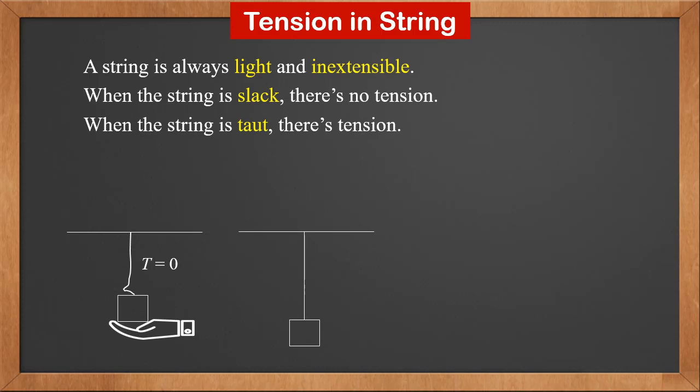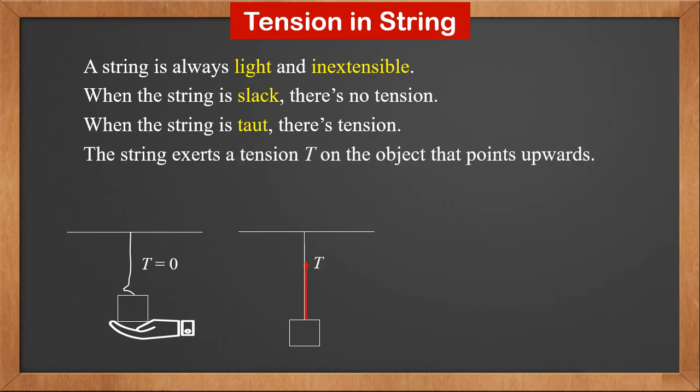When the string is taut, there's tension. If the object is released, it's hanging down from the surface and the string is taut. So the string exerts a tension T on the object that points upwards.